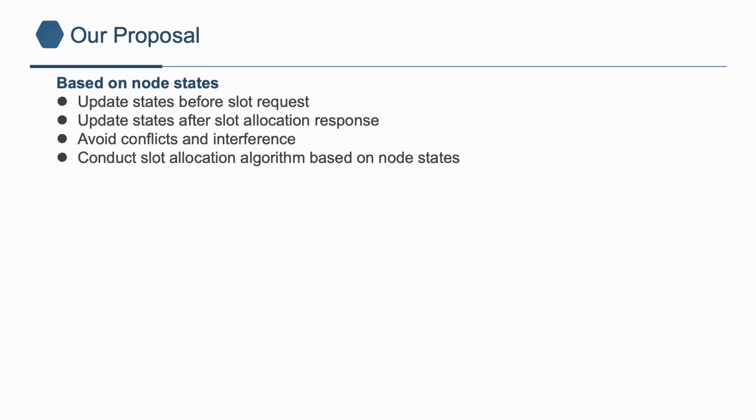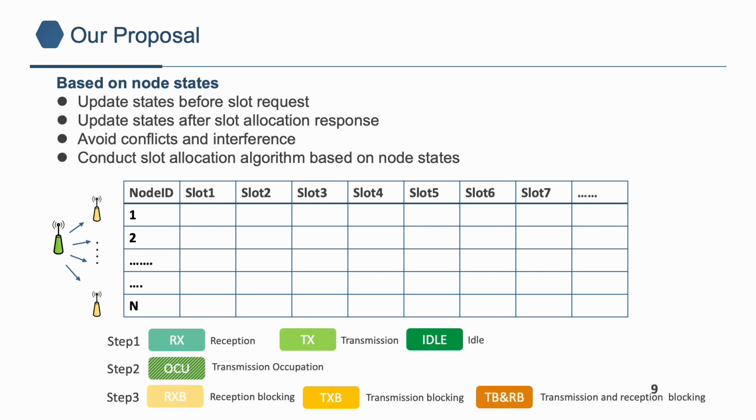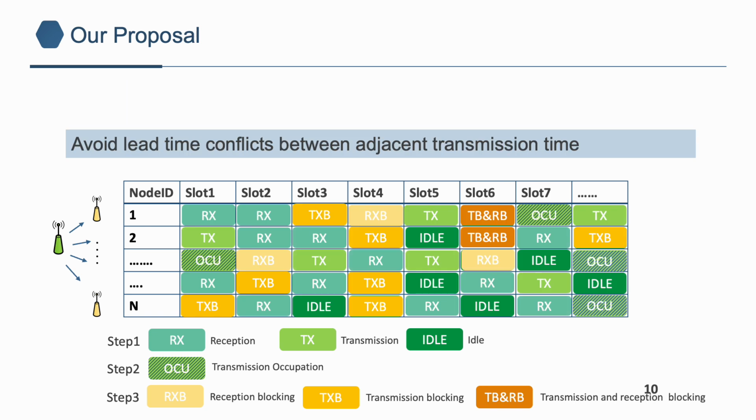Each node in the network has a different status to its neighbors in different time slots during the data transmission section. As shown in the table, the local node represented in green is surrounded by neighboring nodes, the yellow nodes 1 to n. The status of the slots includes 7 tabs. After 3 steps, we will determine the status of different slots. By these 3 steps, we will determine the final node status table to avoid the lead time conflicts between the two adjacent transmission time slots I mentioned before.